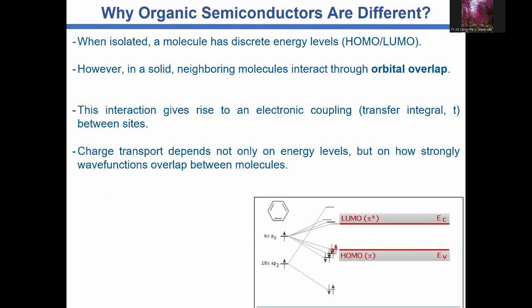So the transport in organics does not rely just on energy level as in inorganics, but also on the overlap of the wave function between the molecules. If they have this overlapping in the wave function, we can share the electron inside the material, so transport it easily.